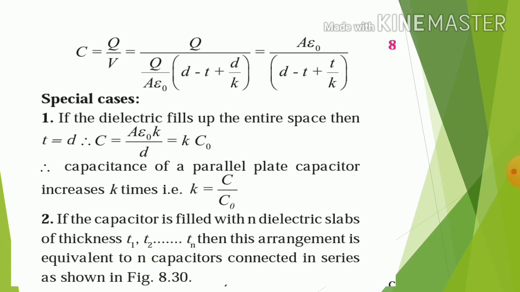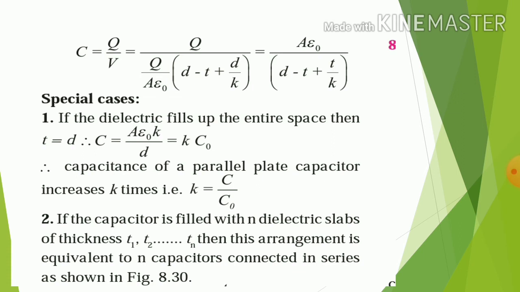From the above equation, we can conclude that the capacitance of a parallel plate condenser or capacitor increases small k times, that is small k equal to C upon C0. This is the first special case.